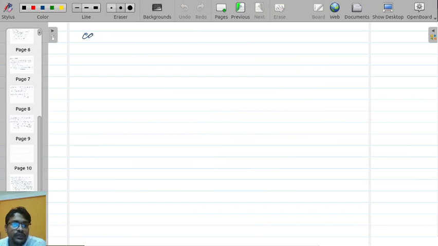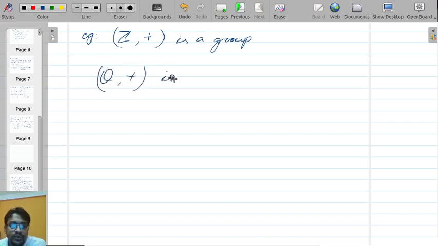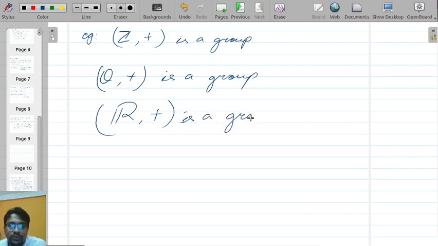For example, Z with respect to plus is a group. We have already discussed that earlier. Q with respect to plus is a group. Then R with respect to plus is a group. So these are the basic examples which we have already discussed, but we have to write it in a proper way, which we will see.